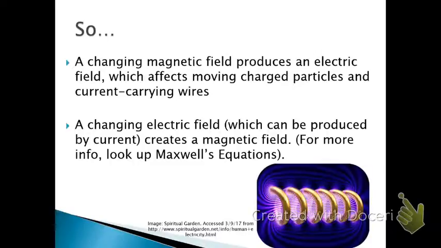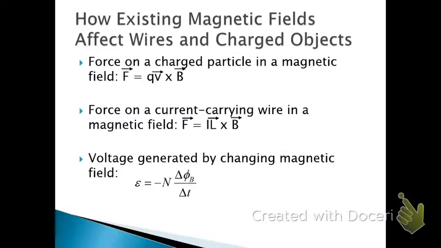So overall, a changing magnetic field makes an electric field, and so that's why a charged particle moving feels a force, and a current-carrying wire feels a force when it's affected by an external magnetic field. At the same time, a changing electric field, which can be produced by a current, is going to create a magnetic field. If you want to learn a bit more about this, look up Maxwell's equations. We're going to talk about it when we get to light, because it's just an electric and magnetic field propagating. But you can glance ahead if you want to.